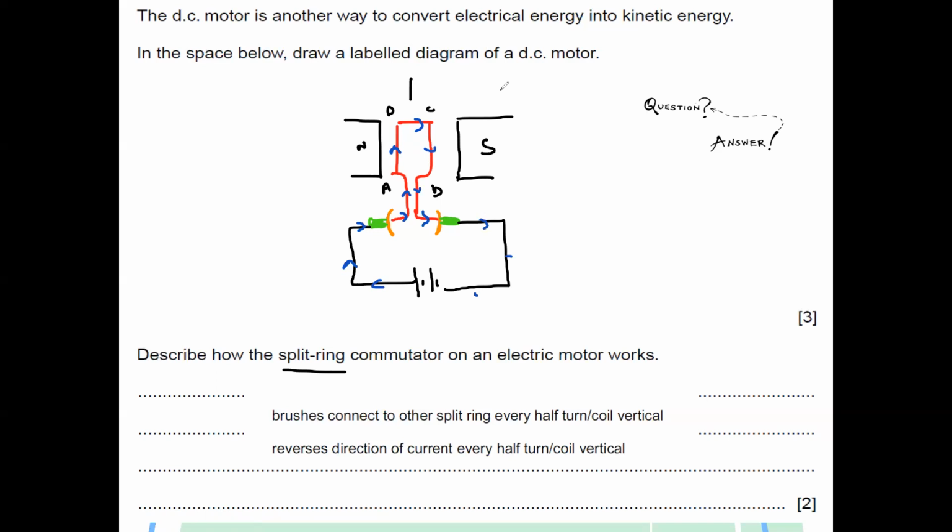Then the next half cycle, what happens? The direction of the current reverses.